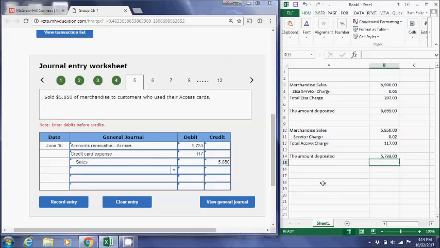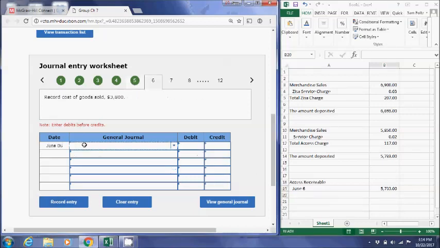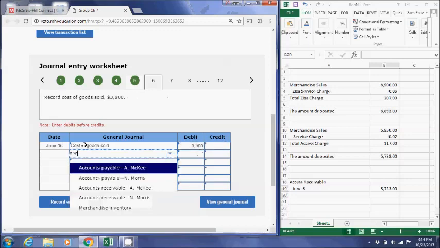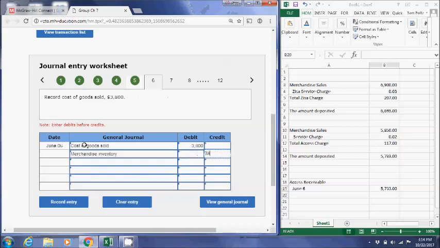Okay. Knowing that I need to keep track of all of my Access sales, I'm going to go ahead and just create a little ledger here. Here's my June 6. Access owes me at this point 5733, so I'm going to roll that over there. I'm going to record my entry. We have to record cost of goods sold. At this point, hopefully you already know it's just a debit to cost of goods sold for the amount and a credit to merchandise inventory for the amount.